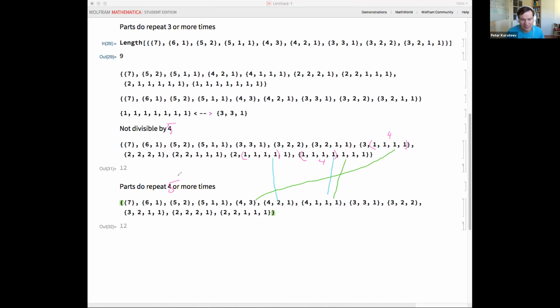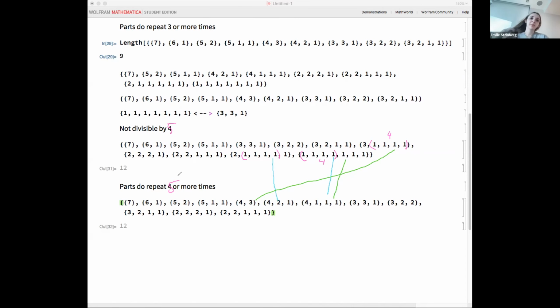Okay, so it actually sounds pretty cool, right? There's a whole family of dualities in the sets of integer partitions. Any questions? Yes, Emily.